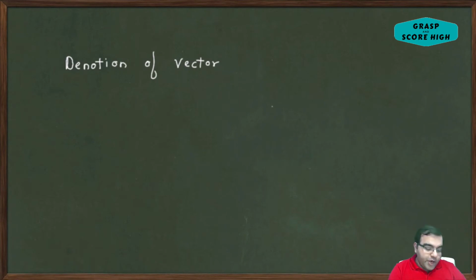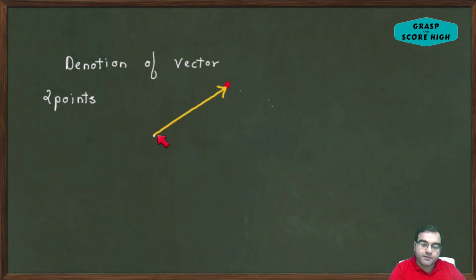Now, how do you denote a vector? If you want to denote a vector, you require minimum 2 points. The first point is at the bottom, which is called the tail, and the second point is at the top, which is called the head. So for denotation of a vector, generally you require how many points? 2, tail and head. Now, we always denote a vector using capital letters.